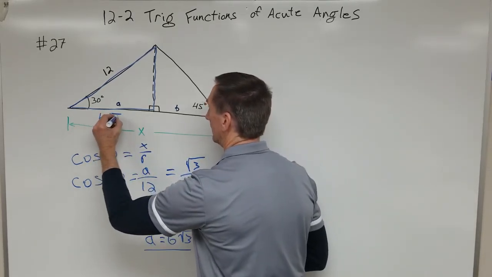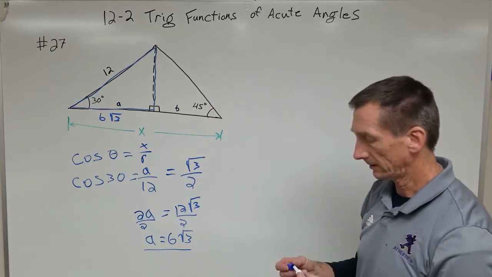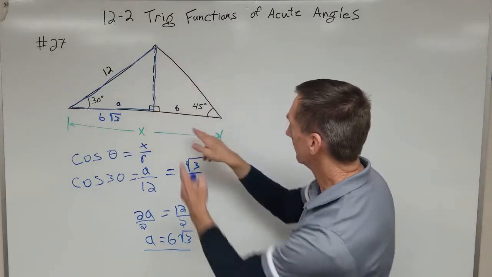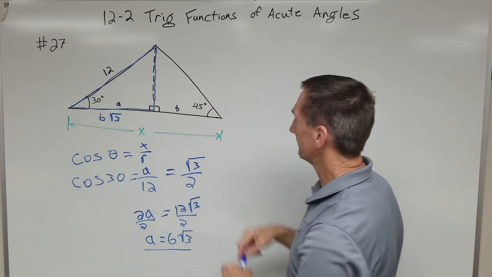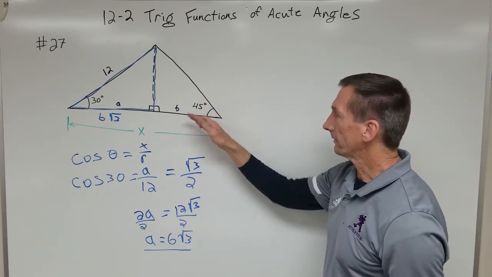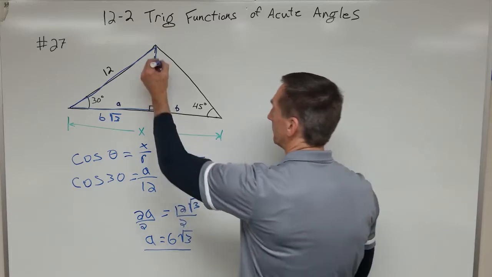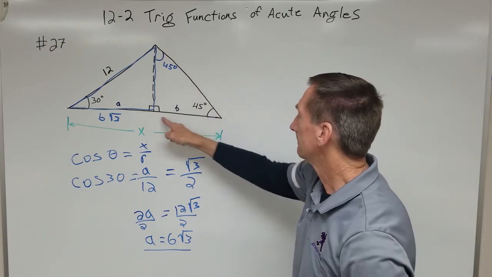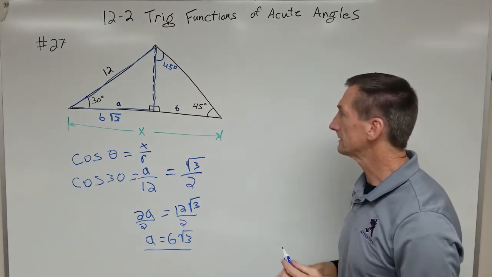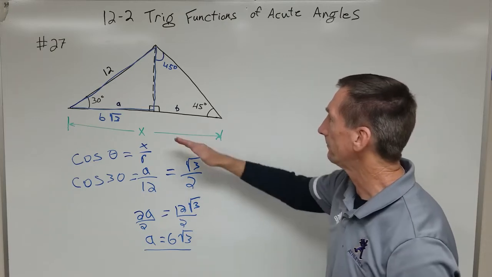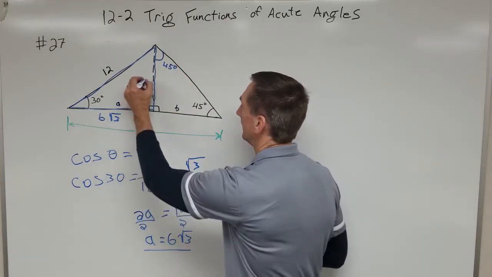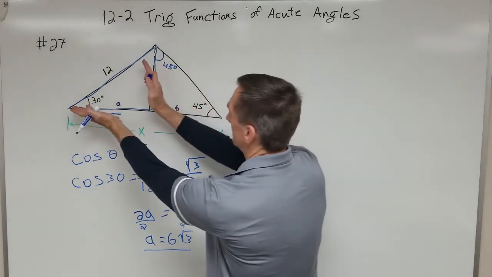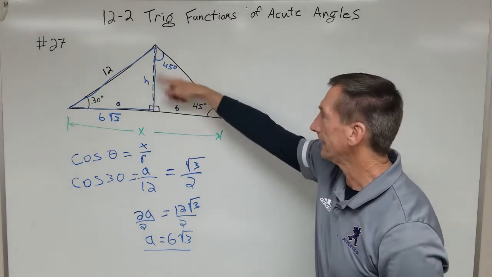Now I just need to solve for B. So I need to find this length, that's my goal, but notice this is a 45-degree angle. A 45-degree angle plus a 90, I know that this is 45 as well. And so if I find this length, I've also found this length. Okay, so let's take a look at how we're going to solve for this. Let's call this the height of this triangle. We're still looking at this triangle here in blue, and we'll use it to solve for h.